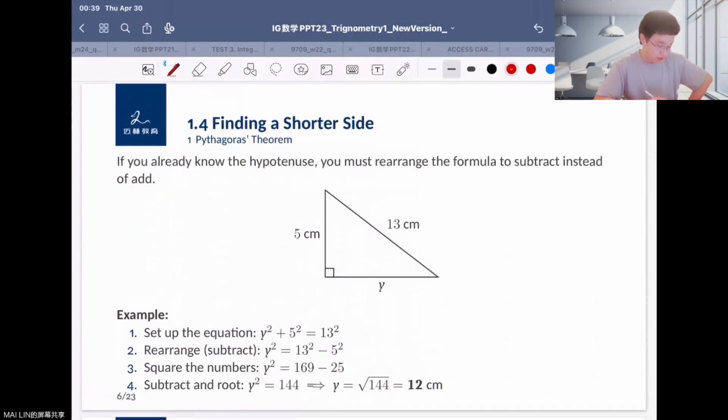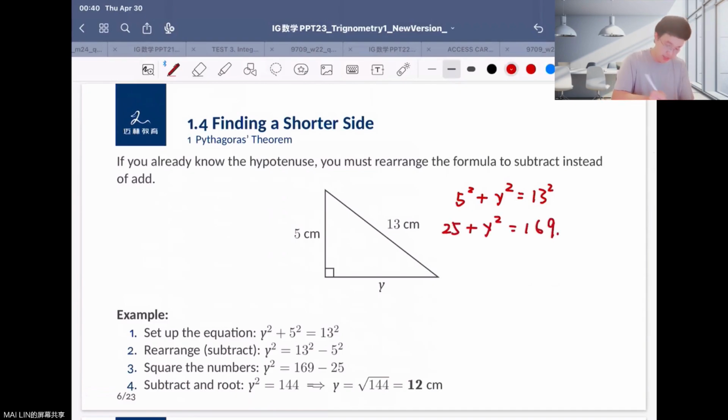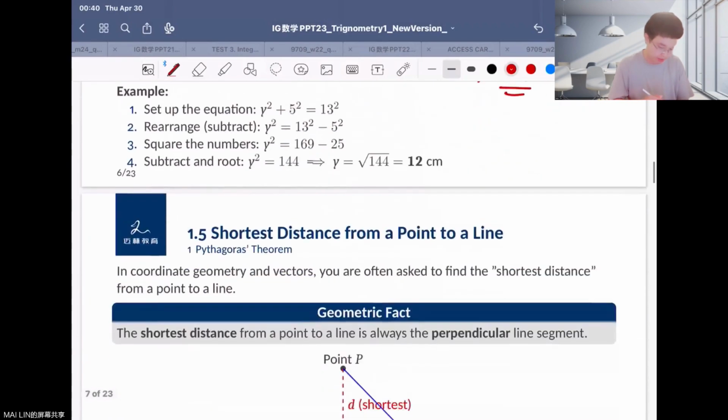If you have a problem of finding the shorter side, we can also use the Pythagoras theorem. Here the legs are 5 and y, so 5 squared plus y squared equals the hypotenuse squared, which is 13 squared. That is written as 25 plus y squared equals 169, so y squared equals 144. So y equals 12 centimeters. That is the shorter side.